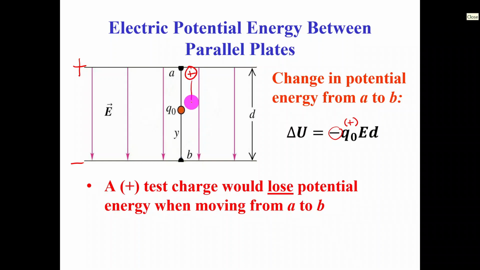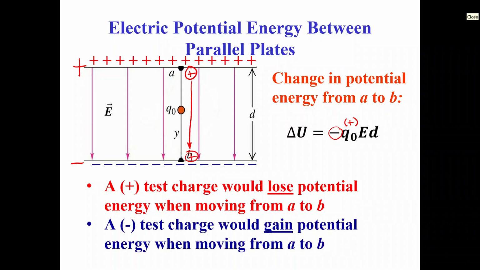But as that potential moves, this particle is going to lose potential and gain kinetic and speed up, so that when it's at the bottom, it doesn't want to go anywhere. It's just going to stay there. That's going to be low potential energy. So our positive charge is going to lose potential energy from moving from A to B.